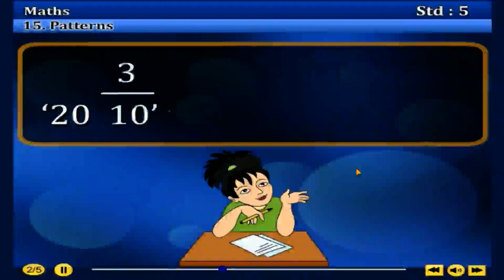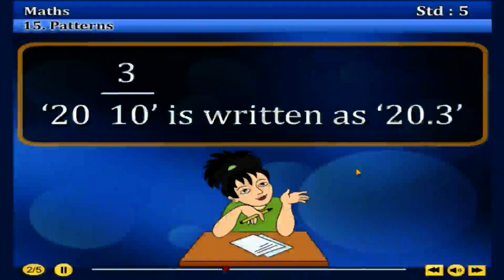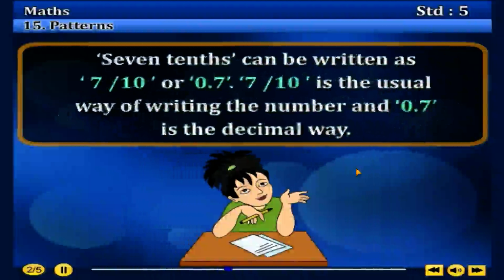20, 3 by 10 is written as 20.3. 7/10 can be written as 7 by 10 or 0.7. 7 by 10 is the usual way of writing the number and 0.7 is the decimal way.